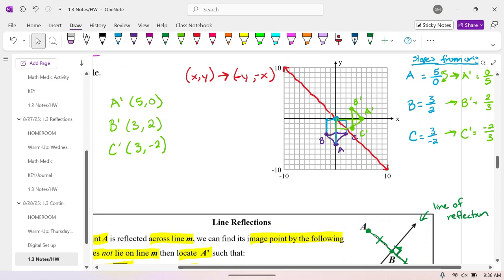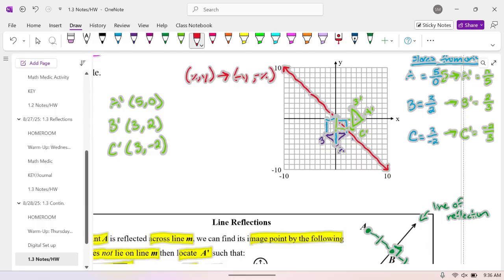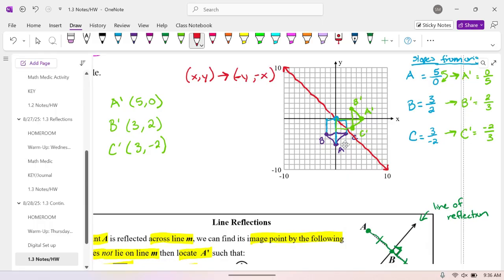If I did from, let's say, A to A prime, all right? If I counted this, it would be up 1, 2, 3, 4, 5 over 1, 2, 3, 4, 5. So this line right here, what's its slope? If it's 5 over 5, what's the slope? 1. All right. Let's check for B.